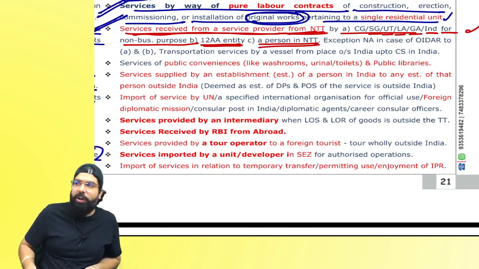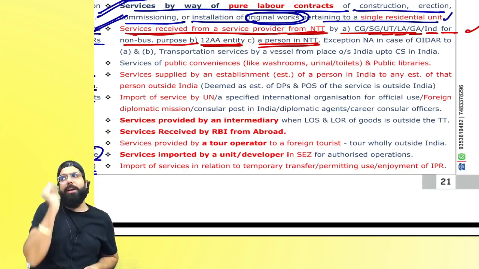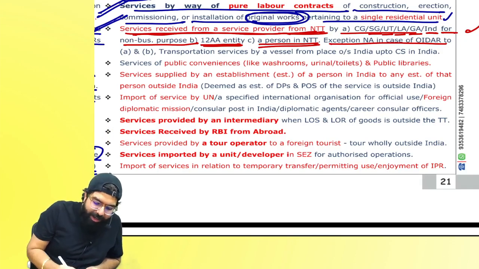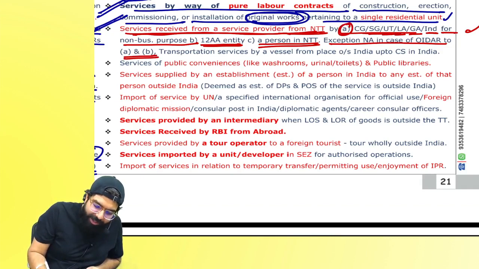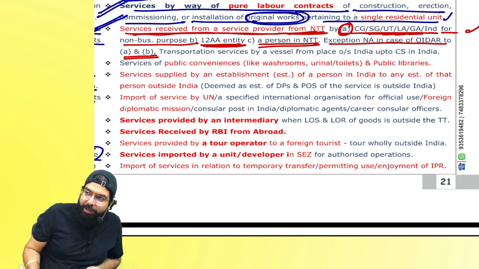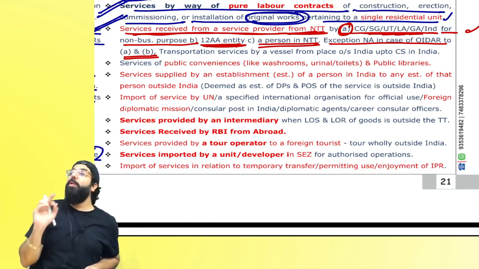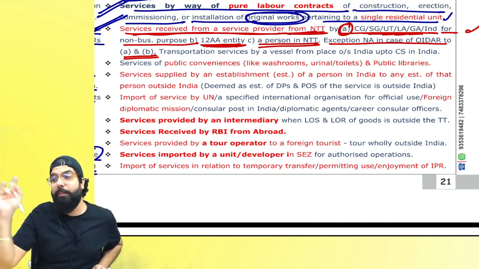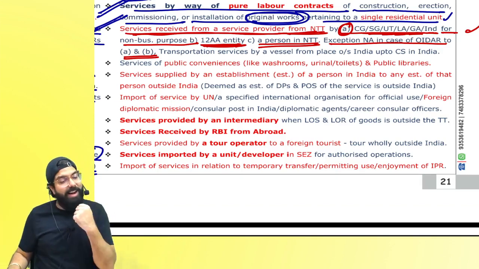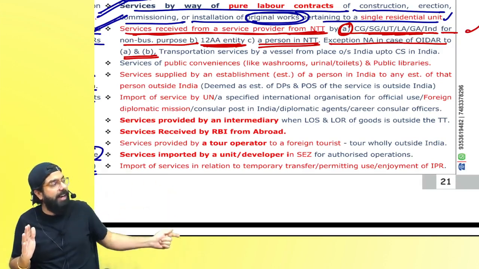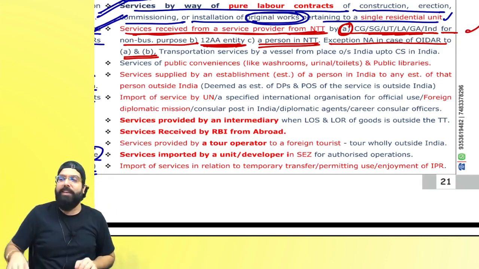Or a person in the non-taxable territory. Non-taxable territory means service has been provided, it is exempted. Exemption is not applicable in case of OIDR services. To whom? A and B. Means if it is provided to central government, state government, local authority, governmental authority, individual, or an entity registered under 12A, OIDR services to them, Netflix services for example, will be taxable under forward charge mechanism. OIDR will take registration in India, collect the GST and pay to the government. I hope you guys remember, OIDR providing services to an NTOR, OIDR will collect and pay the GST to the government.